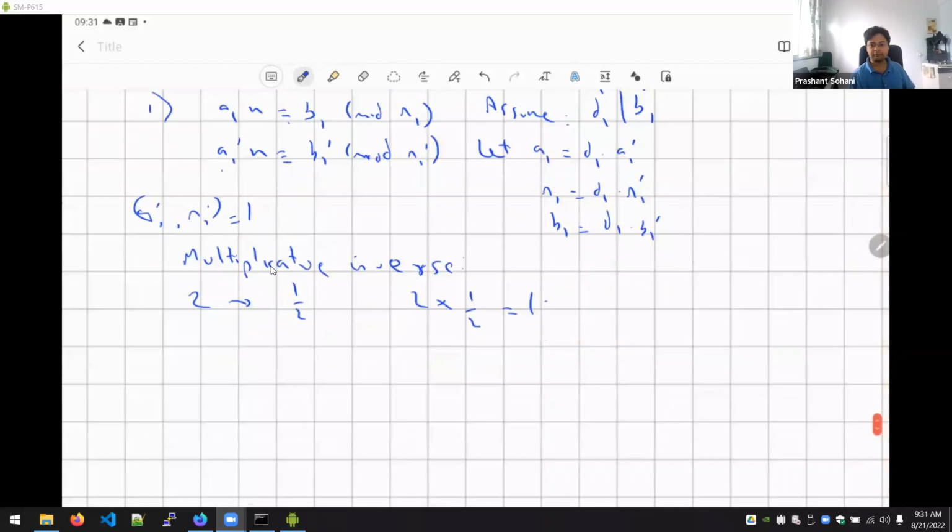But something very similar happens in the space of congruences. As it turns out, if you have two numbers a and n, and the GCD of a and n is 1, then there exists a multiplicative inverse, a inverse. So a inverse is the notation I'm using. There exists such an integer such that a into a inverse is congruent to 1 modulo n.